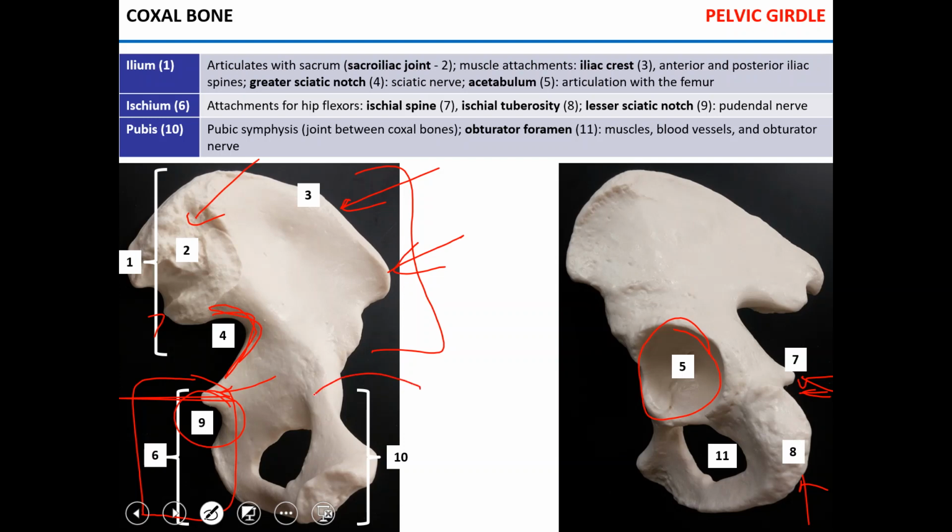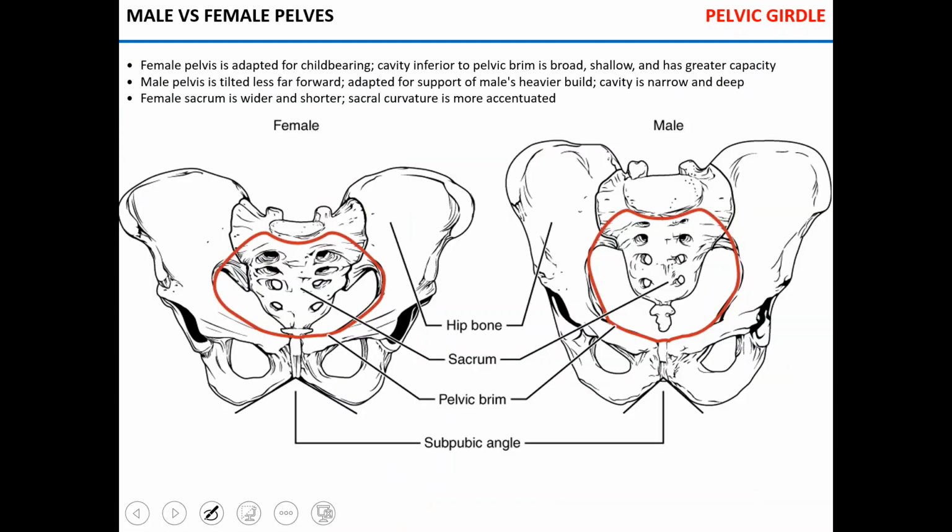Pubis forms a symphysis with the other coxal bone, and it contains a large opening called obturator foramen, which is the passage for multiple muscles, blood vessels, and the obturator nerve. As you can imagine, male and female pelvises look different. Female pelvis is adapted for bearing a child.